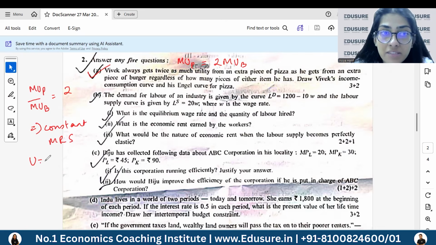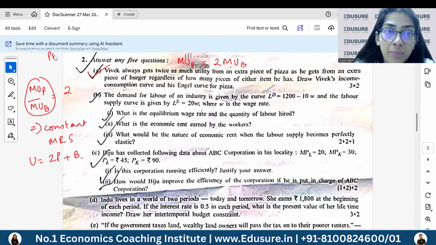So the utility function should be something like this, 2P plus B, okay? तो utility function ऐसा होगा. तो यहाँ पे in perfect substitutes we always have to consider 3 cases, right? जिसमें we have to compare this MRS with PP by PB. Okay, and accordingly हमें पता चलेगा कि only x will be consumed or y will be consumed or any point on the budget line will be consumed, right?